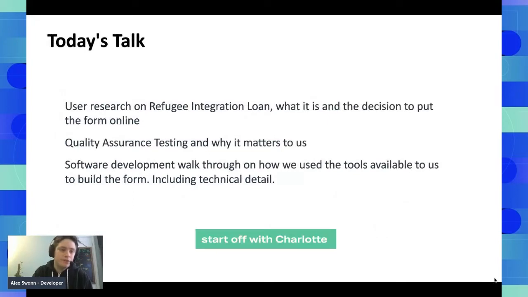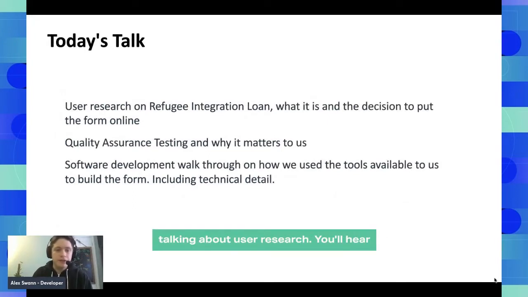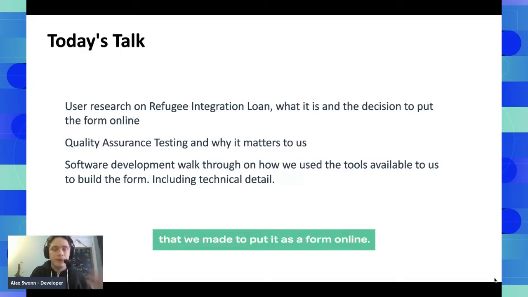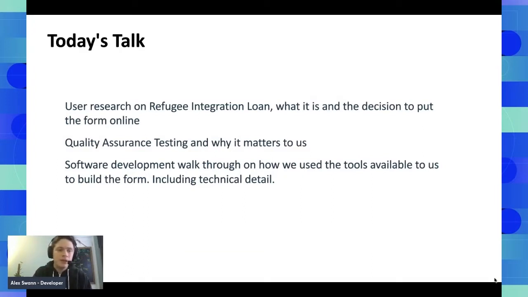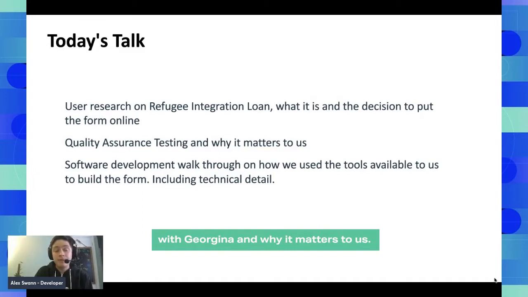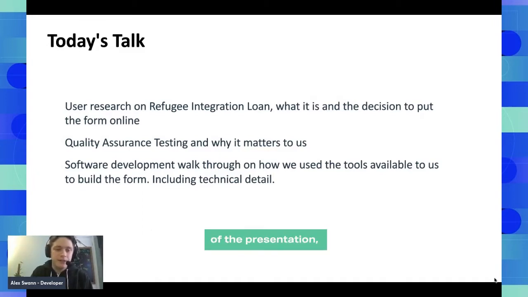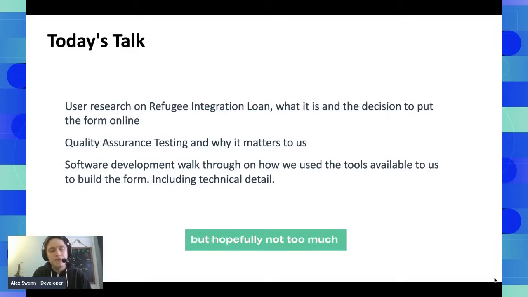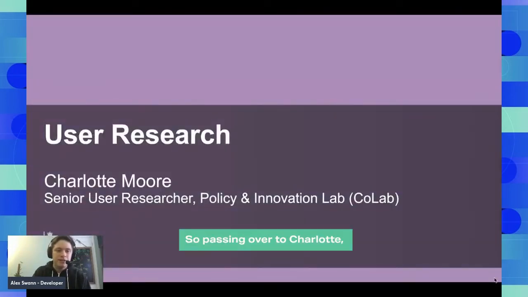Today's talk will start off with Charlotte talking about user research on, you'll hear us use the term RIL. It's just a short acronym for Refugee Integration Loan, what it is and the decision that we made to put it as a form online. Quality assurance testing with Georgina and why it matters to us. And then the majority of the presentation, which will be done by myself, where I'll walk through the tools available to us to build the form, including various technical detail, but hopefully not too much, so non-technical people in the audience, it is accessible to them. So passing over to Charlotte, she will now talk about user research into the project.